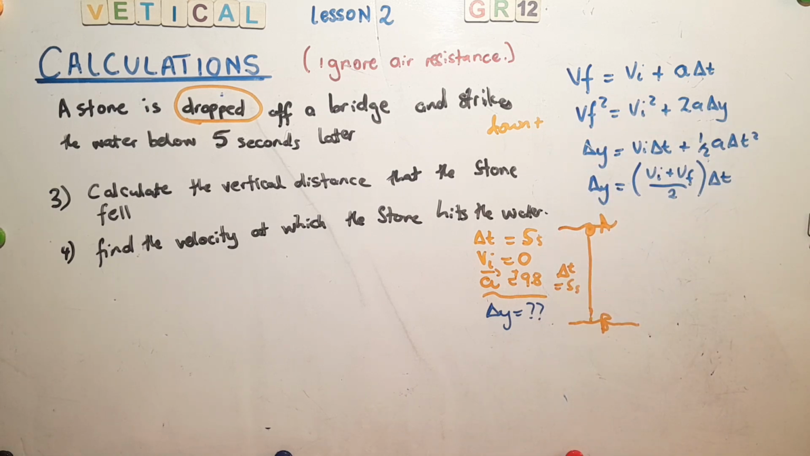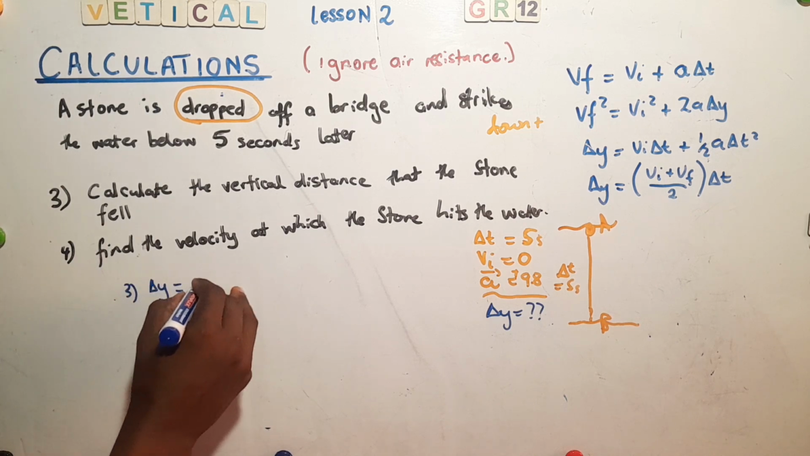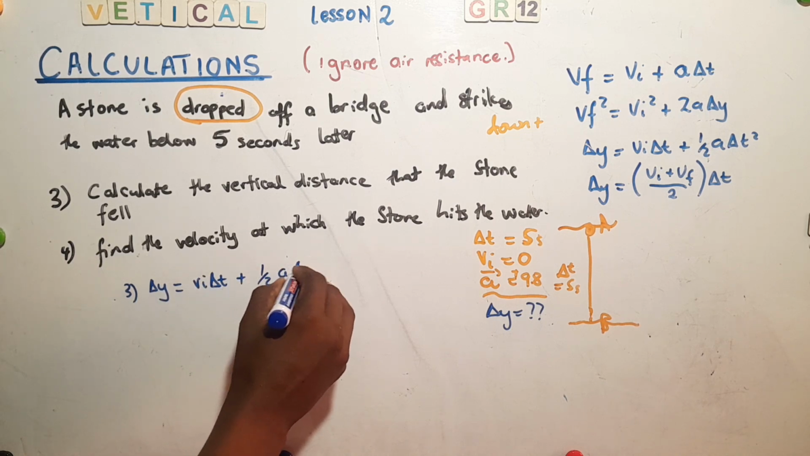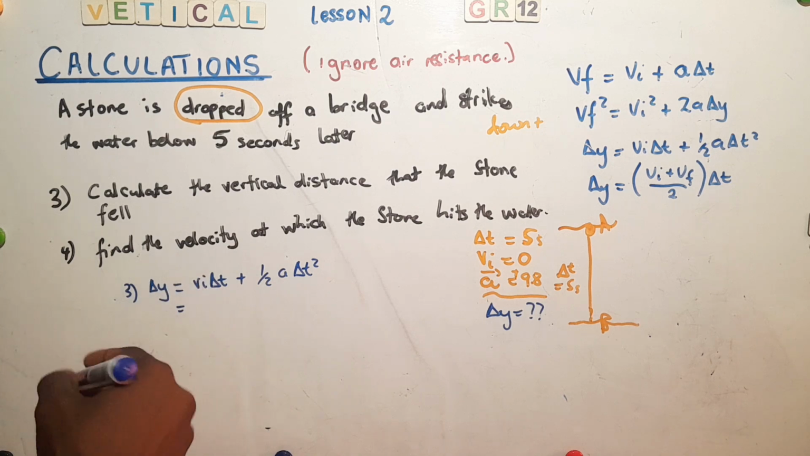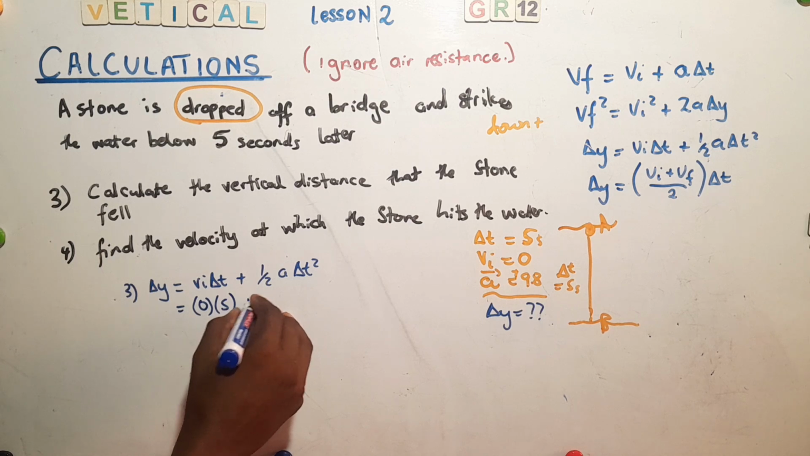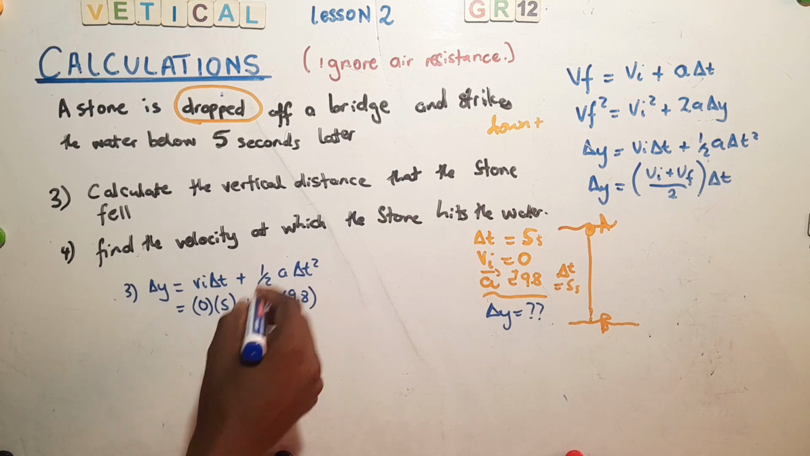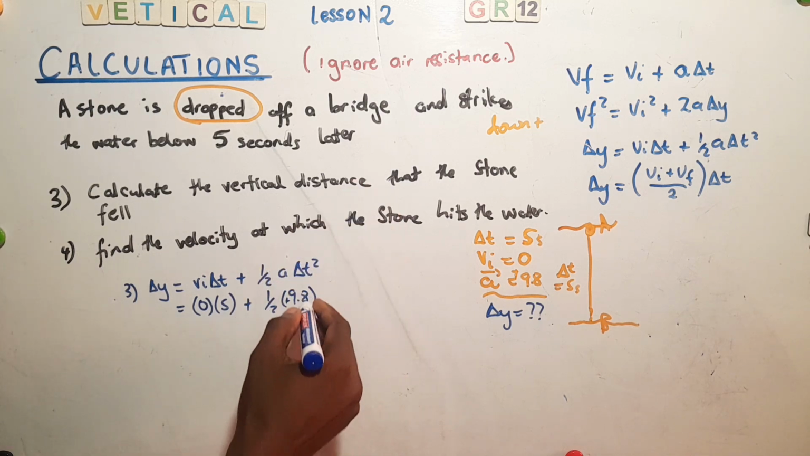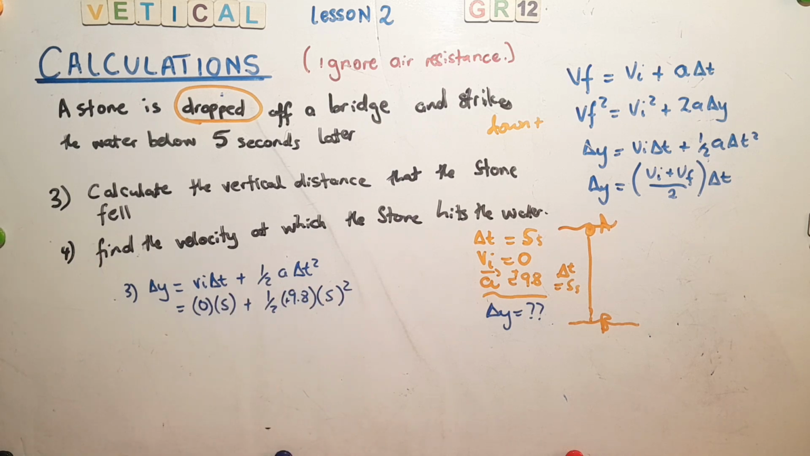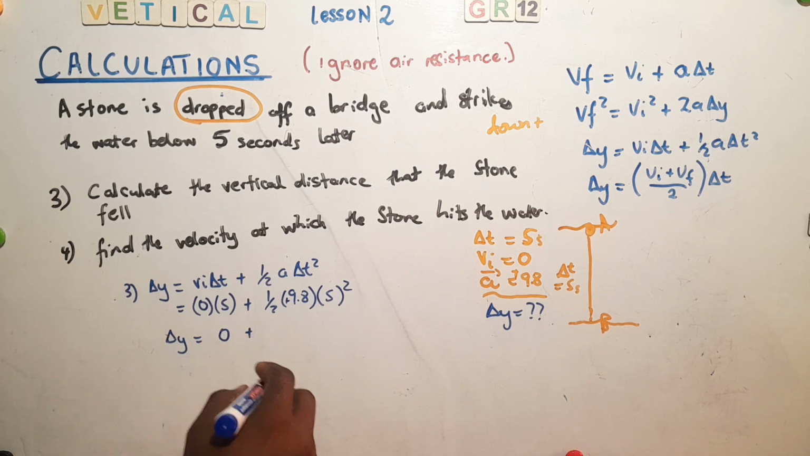So first thing, let's write it off. Working on number 3, displacement is equal to V initial change in time plus half acceleration change in time squared. So our initial velocity is 0 multiplied by time, which is 5 seconds, plus half acceleration being 9.8. Since it's going downwards, it's positive, and then change in time, so 5 squared.